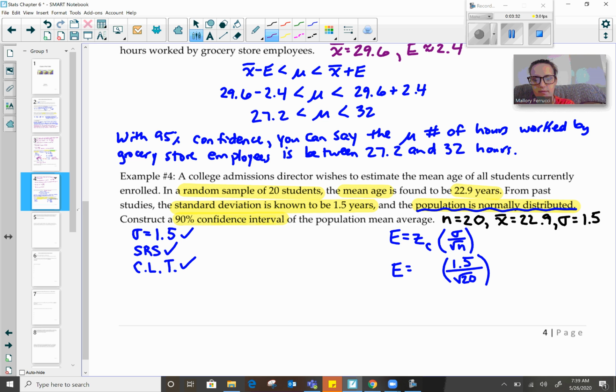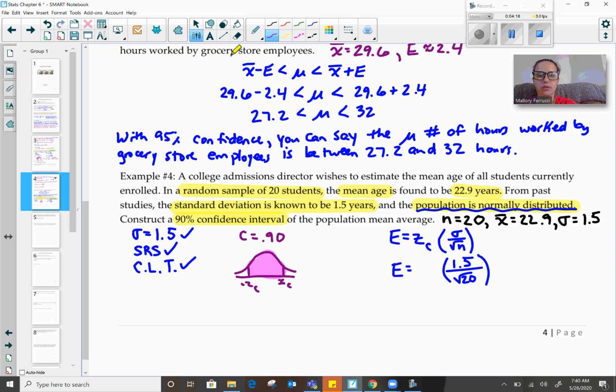So if we have confidence level 90% or 0.90, what that's saying is that the area in between two z-scores, which are the same z-score except just different signs, so one's negative and one's positive. Okay, the area in between those is going to be the 0.90.